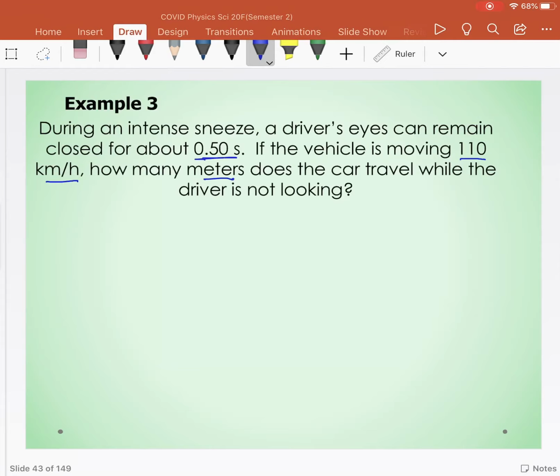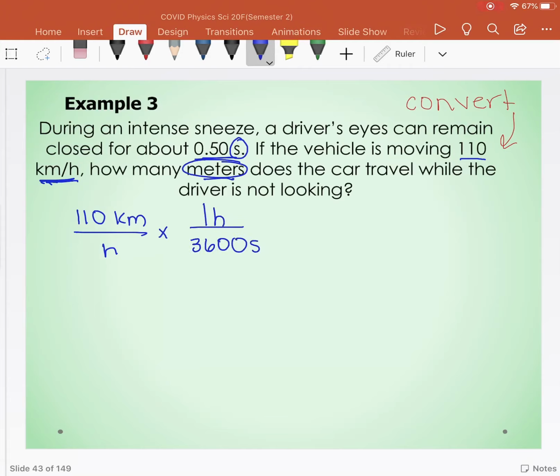First thing, because we have our time in seconds and our speed in kilometers per hour, we have to get them in the same units. Because I'm looking for meters and my time is in seconds, I'm looking to convert this to meters per second. So your first step here is to convert the 110 kilometers per hour into meters per second. Again, more practice. You've got to be comfortable with this process. This is just a setup, and this is going to carry throughout the entire unit.